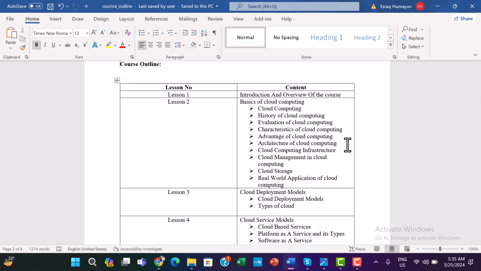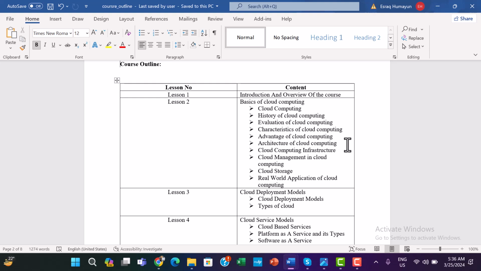In our second lecture you will see the basics of cloud computing, history of cloud computing, evolution of cloud computing, characteristics of cloud computing, advantages of cloud computing, architecture of cloud computing infrastructure, cloud management in cloud computing, cloud storage, and real world applications.